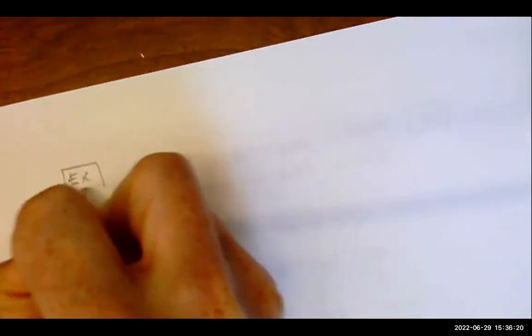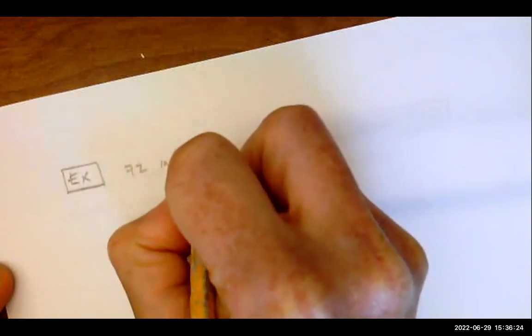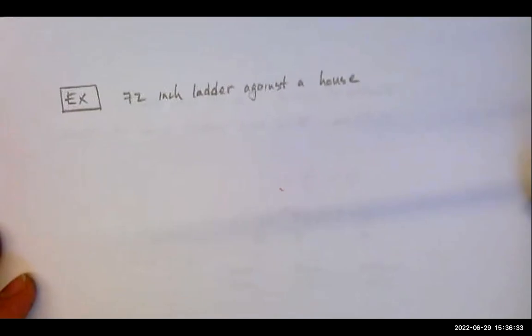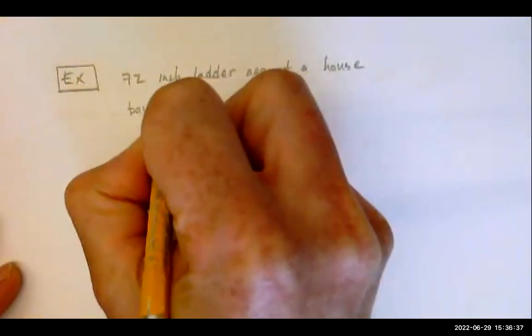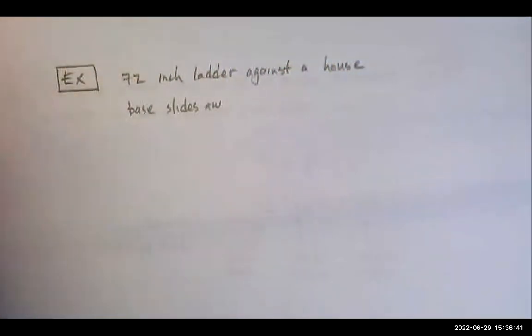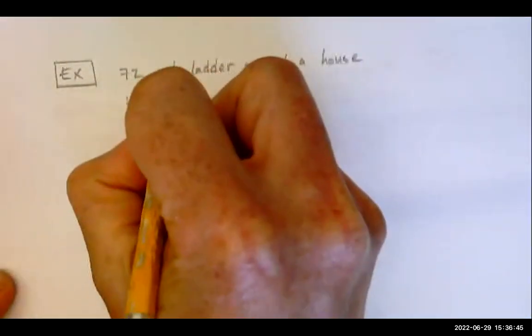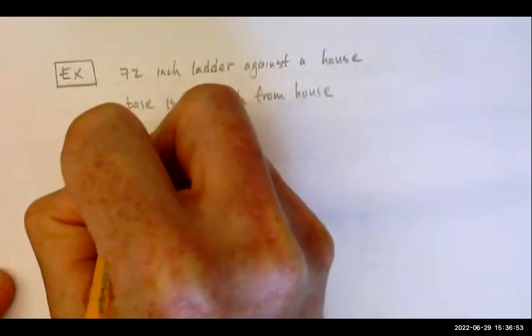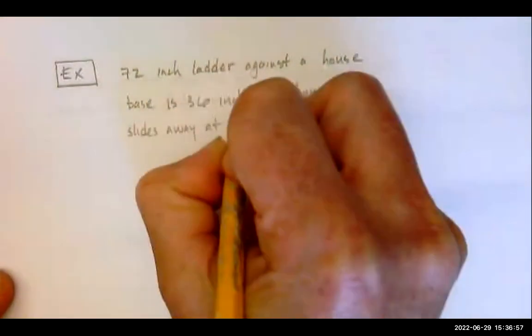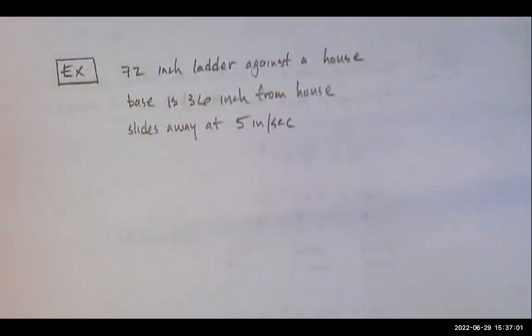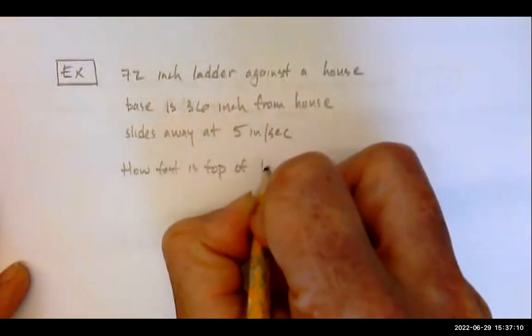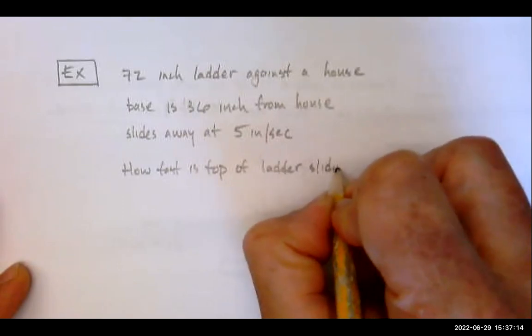Let's jump over here. Let me try and summarize again. We got a 72-inch ladder against a house. The base is 36 inches from the house, and it slides away at 5 inches per second. So the question is, how fast is the top of the ladder sliding down the wall?